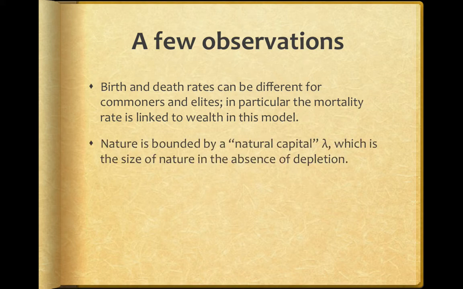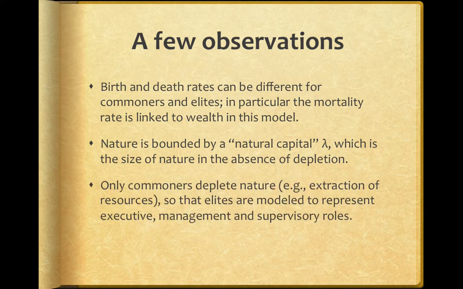Nature is bounded by so-called natural capital, lambda, which is the size of nature in the absence of depletion. I mentioned this before. And only commoners deplete nature. This is typical for the example to denote extraction of resources, so that elites are modeled to represent more like executive management and supervisory roles within the population, not directly involved in the depletion of nature. Okay?